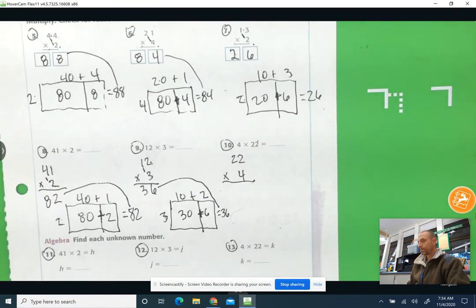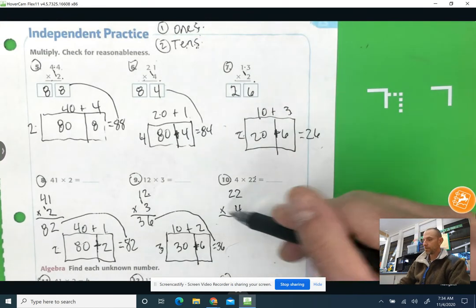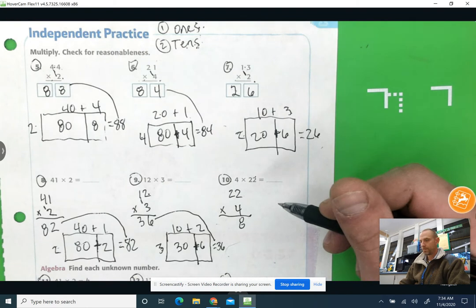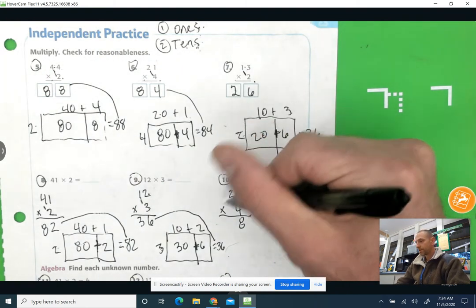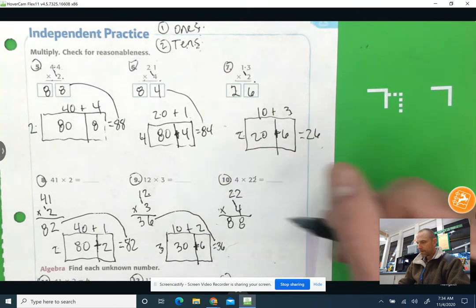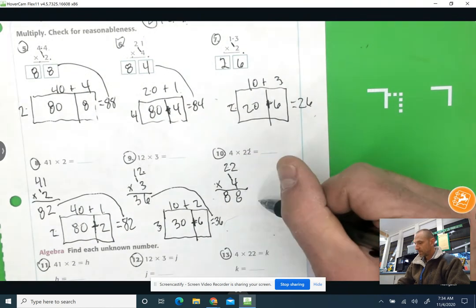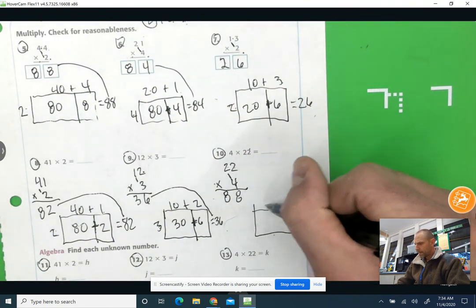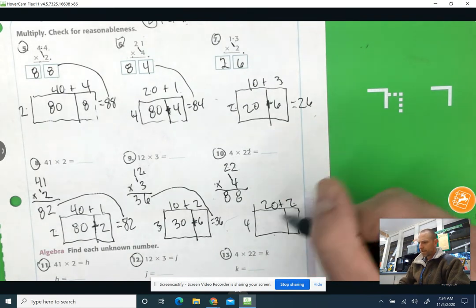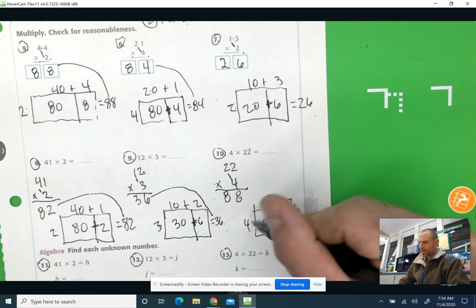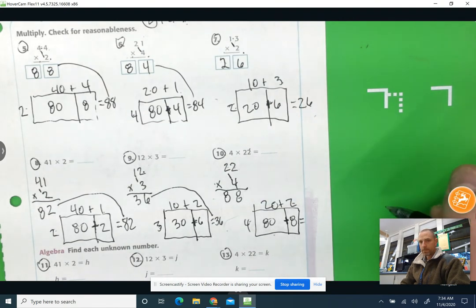Running out of room here. Multiply the ones place first. 2 times 4, 8. Multiply the tens place. Got to multiply diagonally. Kind of funny, I know. 2 times 4, 8. Let's check for reasonableness. We've got our area model. 20 plus 2. Give your 4 to the 20 and the 2. 4 times 20, 80. 4 times 2, 8. Add them up. 88.